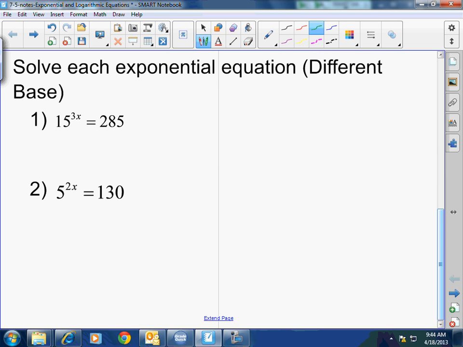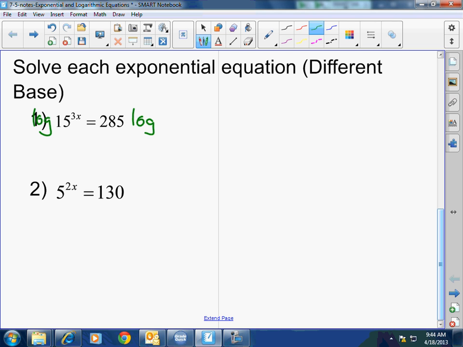Do I have a common base here between 15 and 285? No. 5 times 3 is 15, but 5 to some power is never going to be 15. And some people think, oh, 15 itself. 15 squared is 225. So there are no common bases that I can raise to a power for 15 and 285. However, I can take the log of both sides.